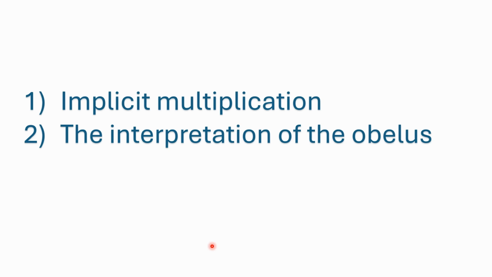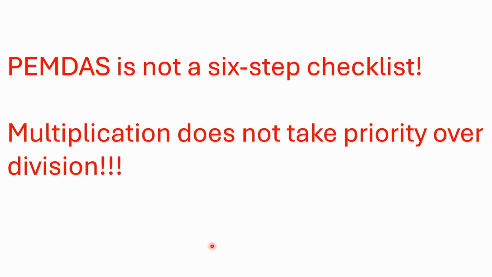Again, the second way you could try to come up with 5 would be if, what's your interpretation of the obelus? Well, the obelus is the division symbol. We'll get into that too a little bit more as we go through. So hold off on the comments until you at least see what I'm presenting here.